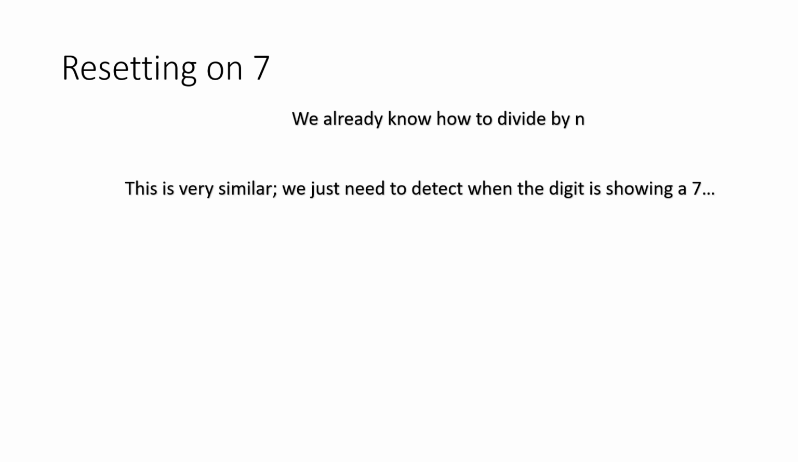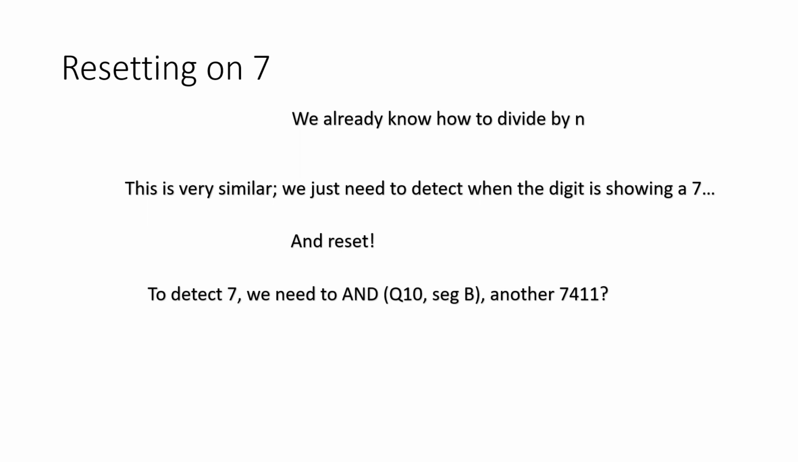To do this, all we need to do is detect when the most significant digit is showing a 7 and reset it. To detect a 7, what we can do is look at the segments that are on and the ones that are off, and try and come up with the simplest combination of segments that are on and off that's unique to the digit of 7.